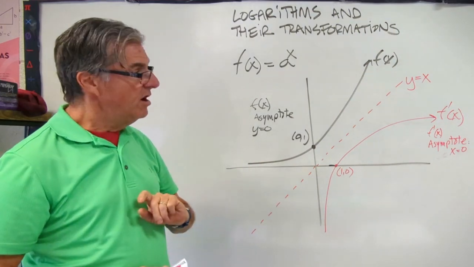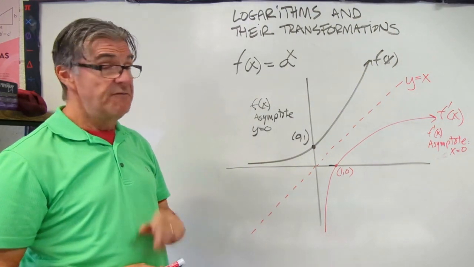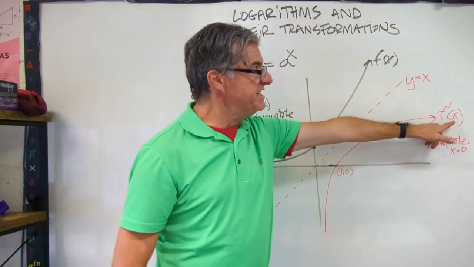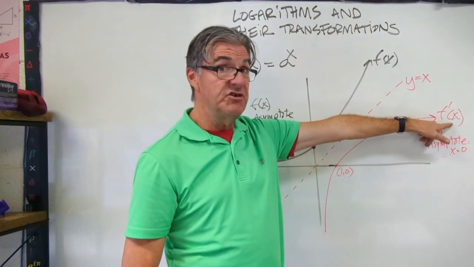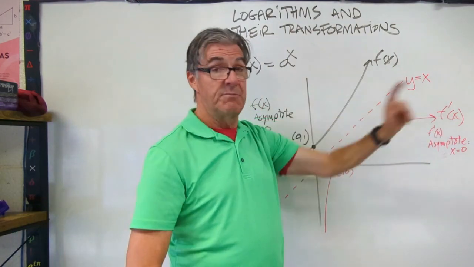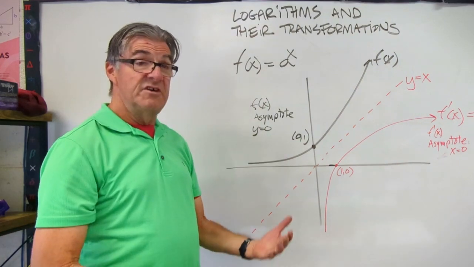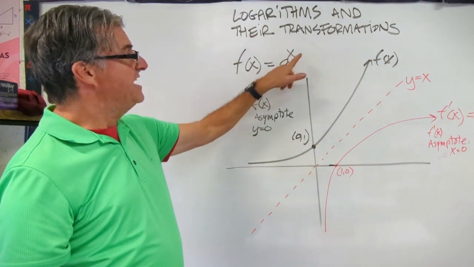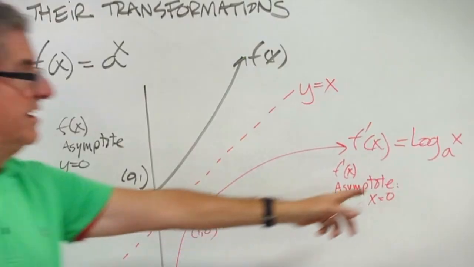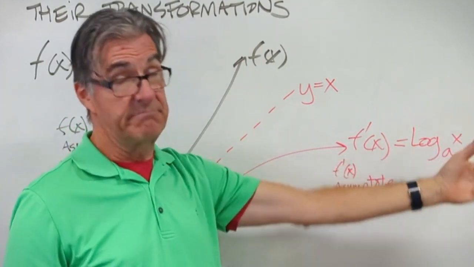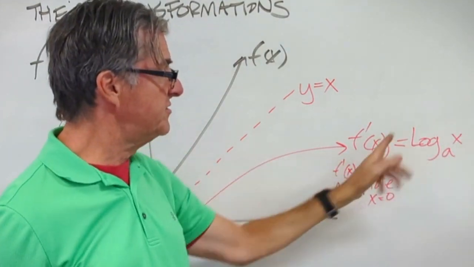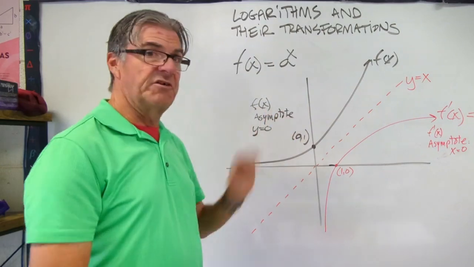Now, one last thing. Write the function for f prime of x. What is this function? You have everything you need to do that. Maybe look up through your notes, pause the video, and come back. All right, so if f of x is a to the x, f prime of x is going to be log base a of x. That's how that works. So there is my inverse function for this graph.